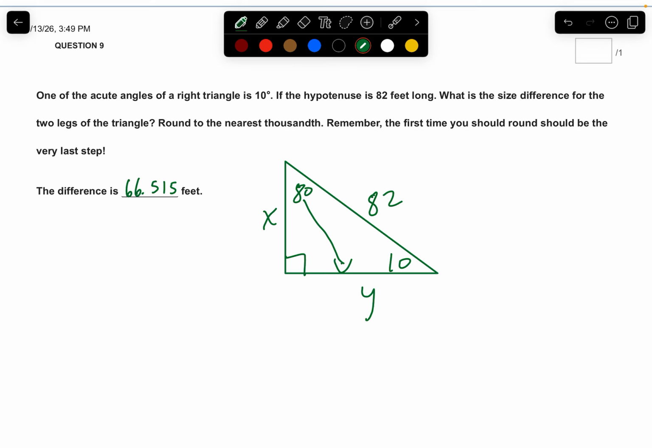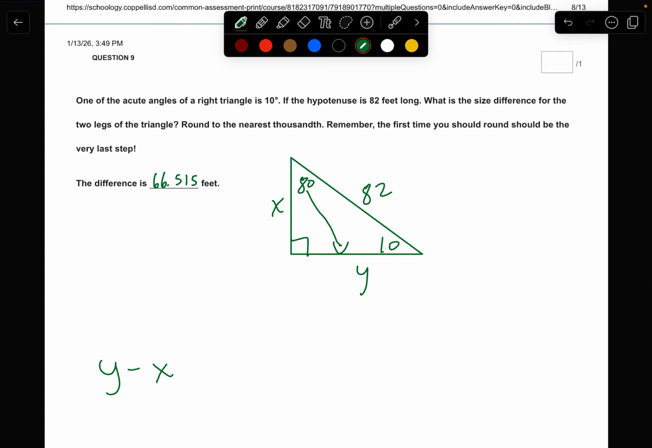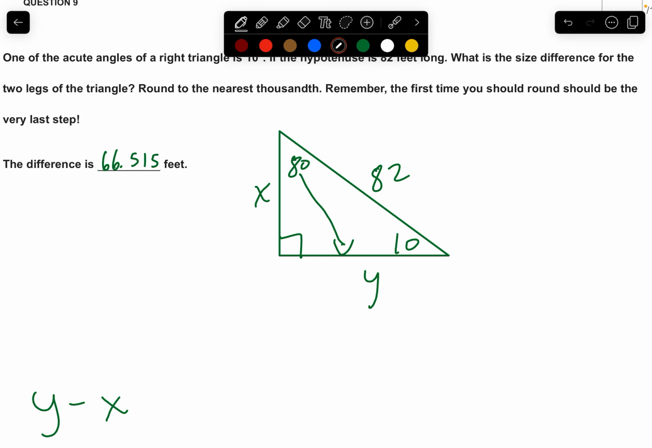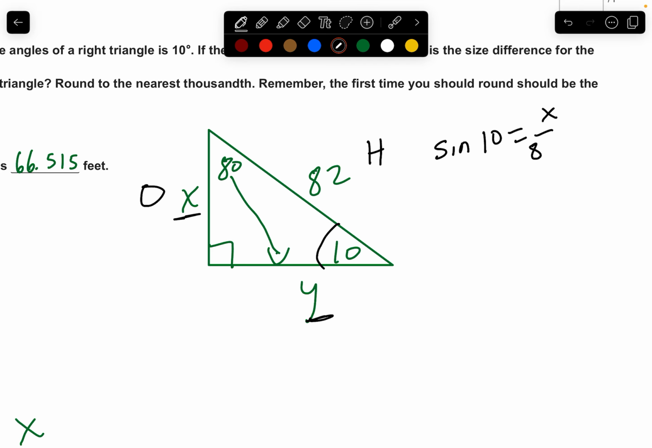It says, what is the size difference for the 2 legs? So I need to do y minus x. That would be the size difference. So let's get this going. We got to solve for these independently. I'm going to solve for x and solve for y using my 10-degree angle. 10 degrees, x is opposite, and this is hypotenuse. So to solve for x, I'm going to say the sine of 10 equals opposite over hypotenuse. So x equals 82 times the sine of 10. And I'm going to leave it like that. They did not say solve for x. There's no reason to do anything with that. Just leave it alone.